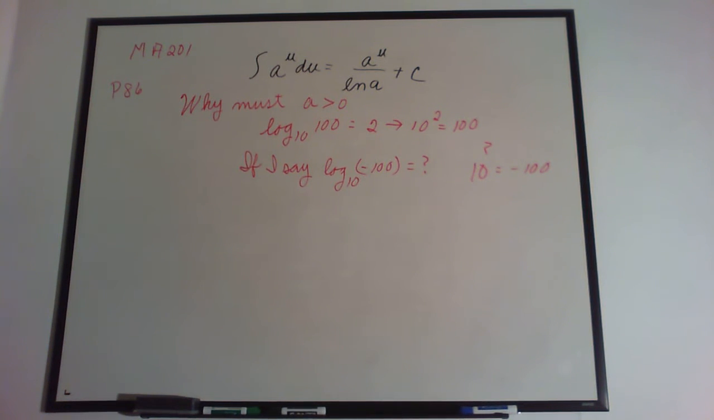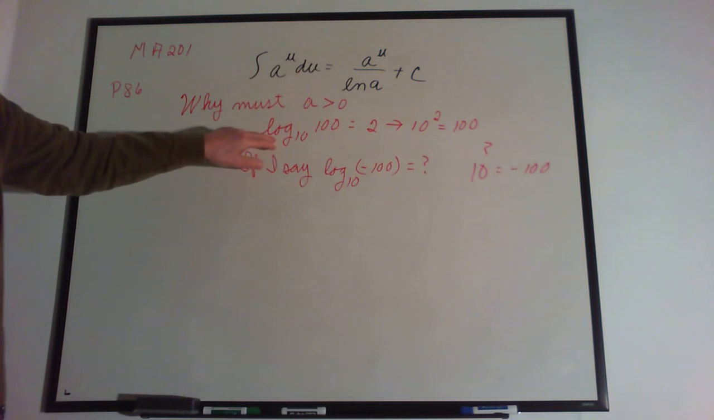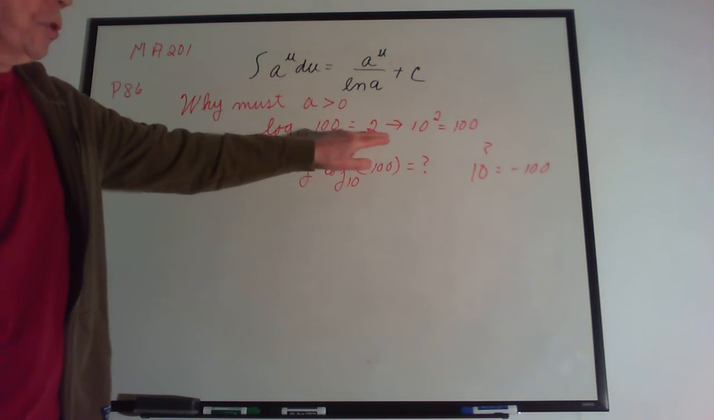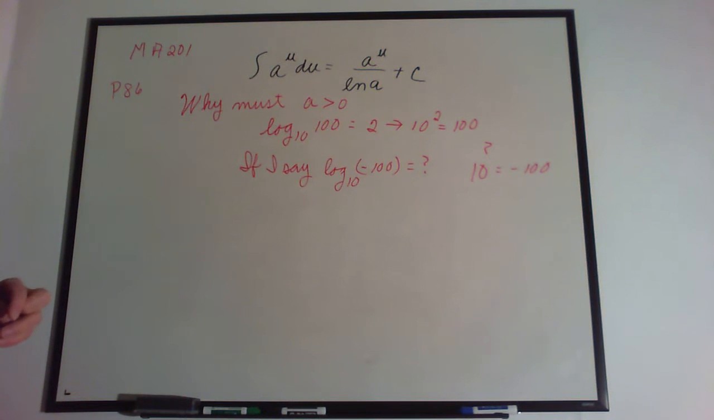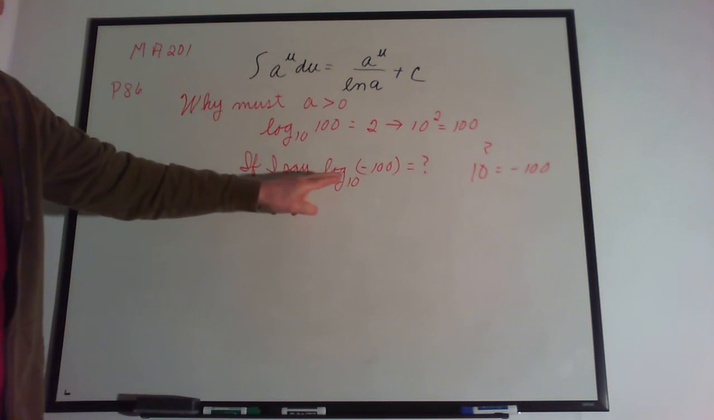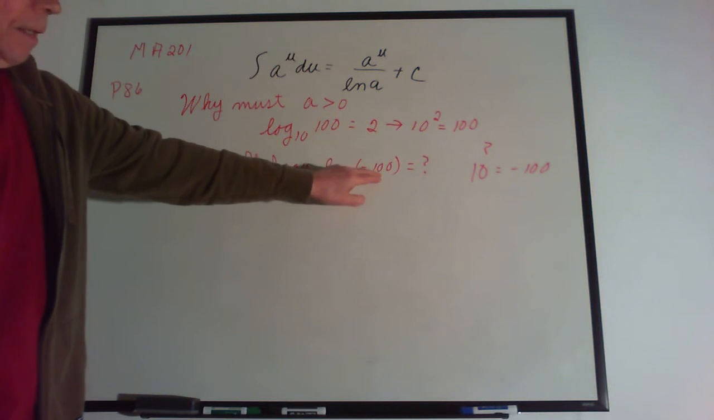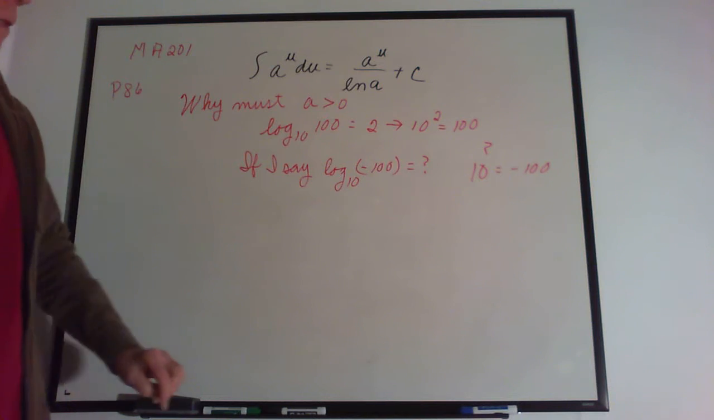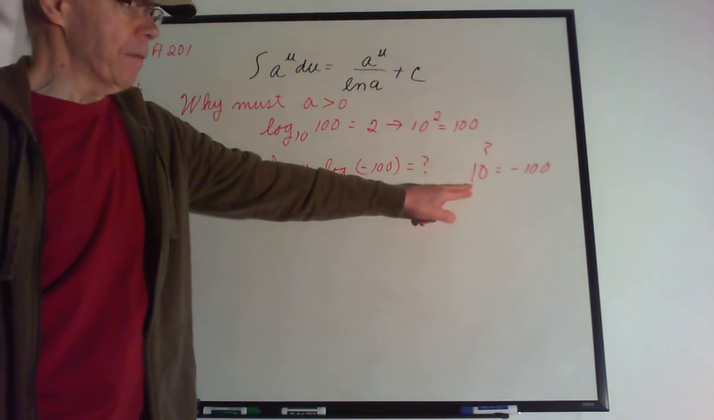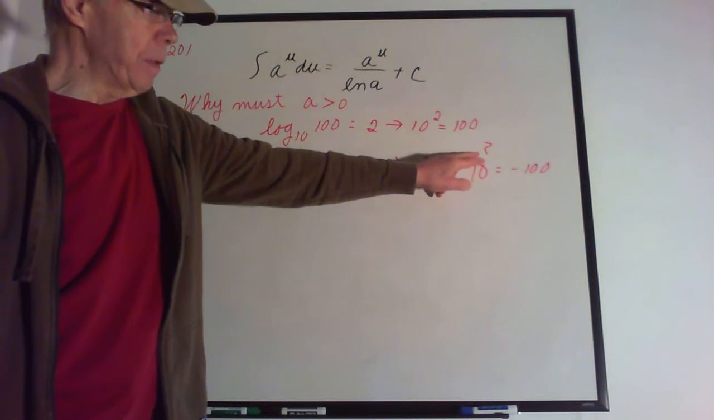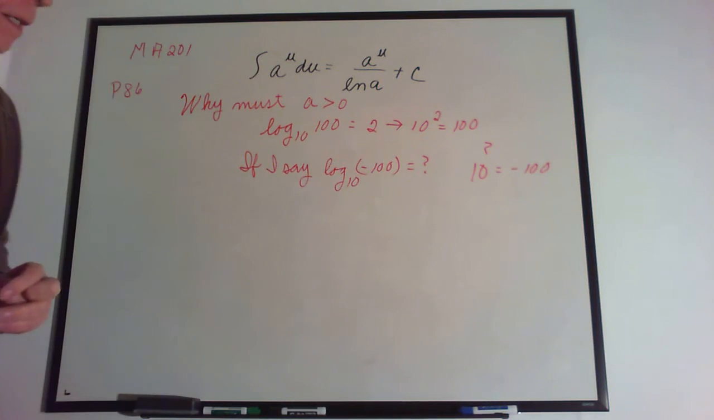All right, last class I gave you this integral formula, and I asked you to think about why a must be greater than 0. Well, if you think back to log base 10, 10 squared equals 100. If I say that log base 10 equals negative 100, what's this going to equal? In other words, if I change it to this format where I have the base and the exponent, what would the exponent be to give me a negative 100?